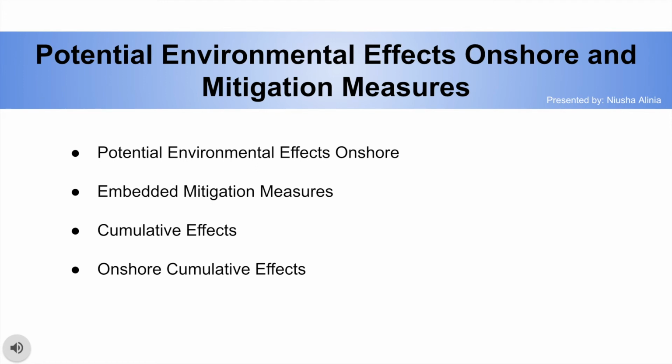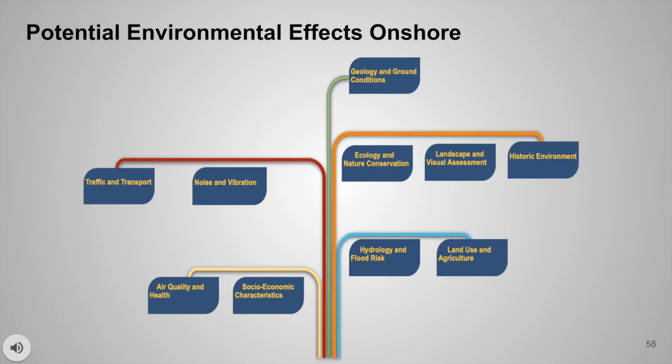In this section, I'm going to talk about potential environmental effects onshore and mitigation measures to tackle them. As you can see on this tree, the potential environmental impacts onshore are shown here. The list starts from geology and ground conditions, traffic and transport, noise and vibration, ecology, nature conservation, landscape and visual assessment impacts, historic impacts, land use and agriculture, hydrology and flood risk, socioeconomic characteristics, and air quality and health impacts.